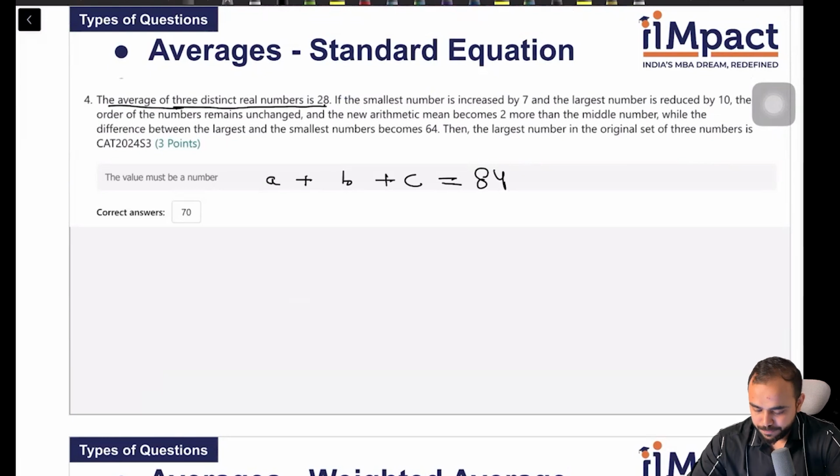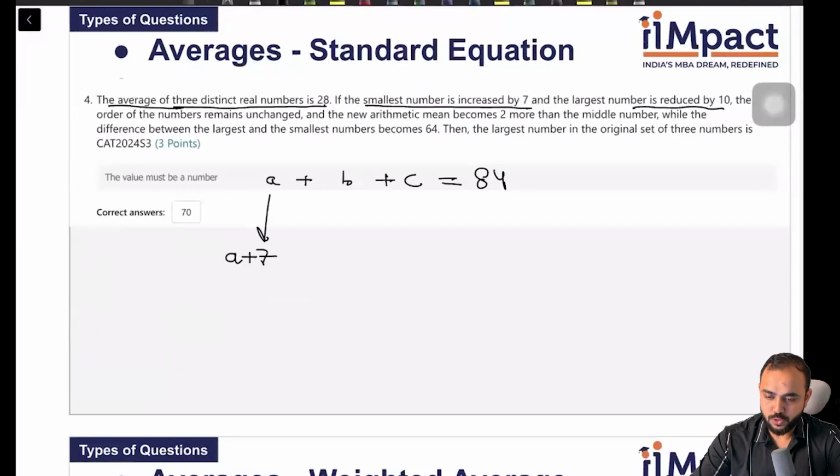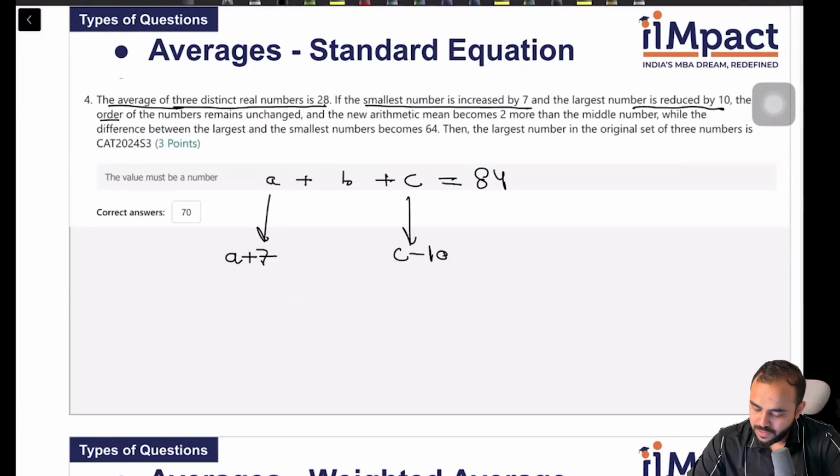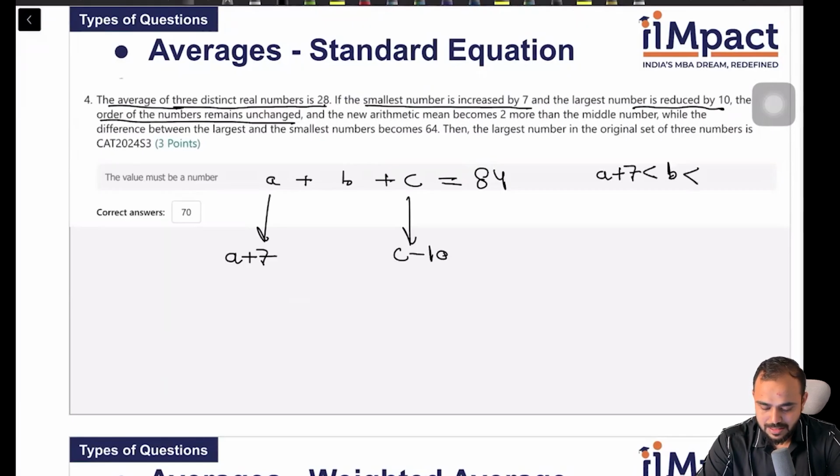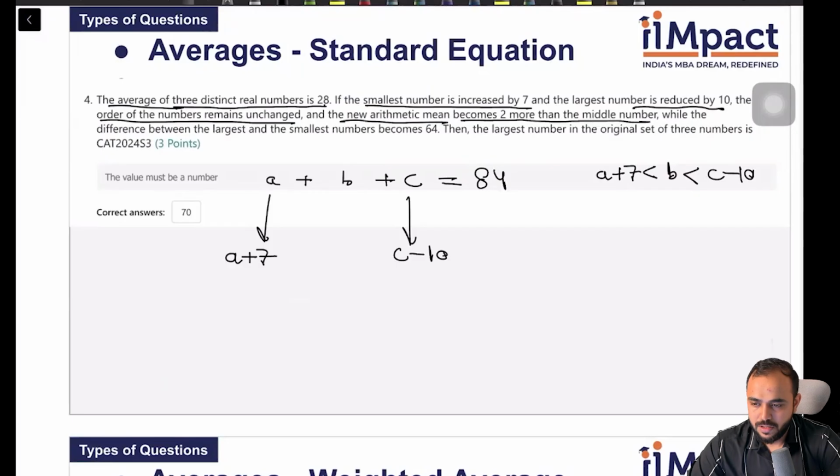It is that important. Now the smallest number is increased by 7. So a becomes a plus 7, and the largest number is reduced by 10. So c becomes c minus 10. The order of the numbers remains unchanged, which means a plus 7 is less than b is less than c minus 10. And the new arithmetic mean becomes 2 more than the middle number. Okay, so what is the new arithmetic mean? A plus b plus c plus 7 minus 10 divided by 3.